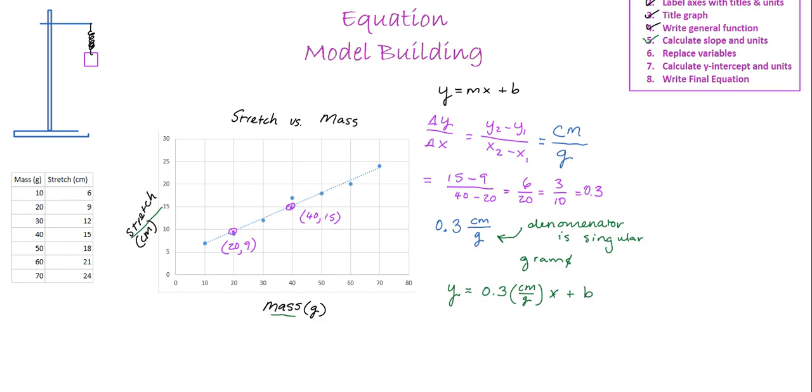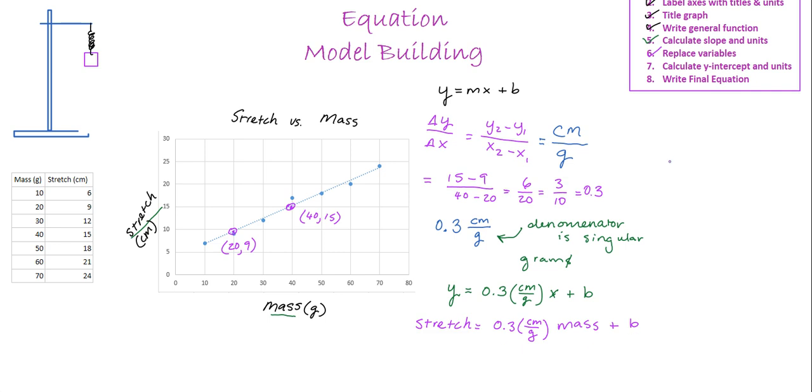Let's replace y with stretch. I'm going to put, again, 0.3 centimeters per gram. X is, of course, mass. And then I still need to calculate b, and that's going to be my next step. So I just replaced my variables. Now I'm going to calculate the y-intercept and the y-intercept units.